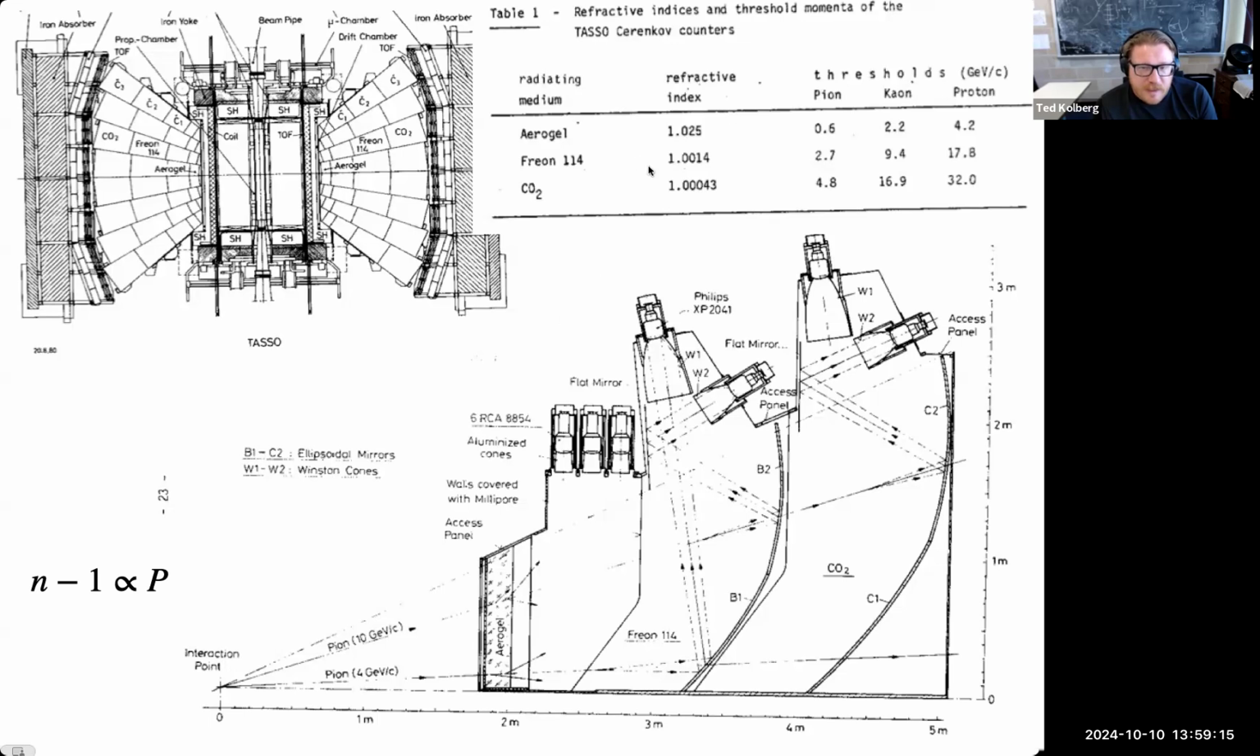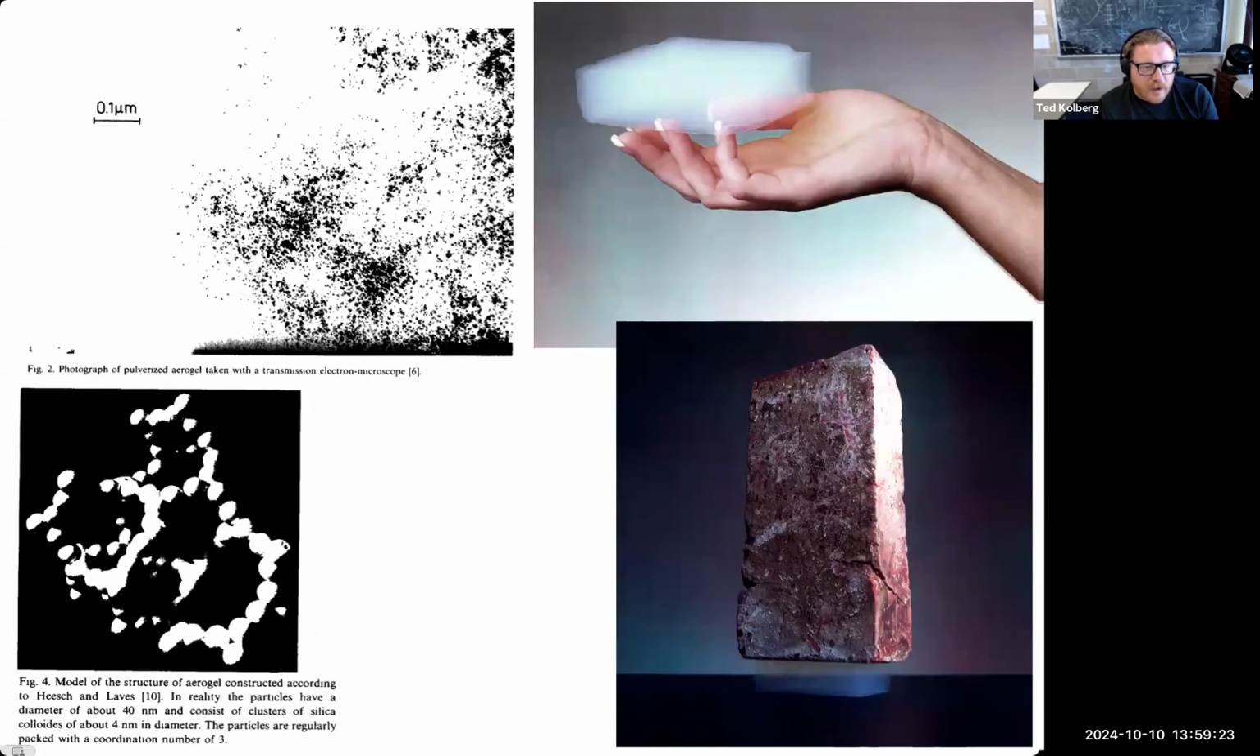The reason why aerogel has this substantial refractive index, despite its very small density, has to do with its microscopic structure. So you see here at top, this is from a paper by the people who built the aerogel particle ID system for the TASSO experiment. What they've done here is basically crushed the aerogel up and then put it under a transmission electron microscope. And that enables them to image the individual grains of material, which you see as the black dots in this picture. For reference, there's a 0.1 micron distance scale here.